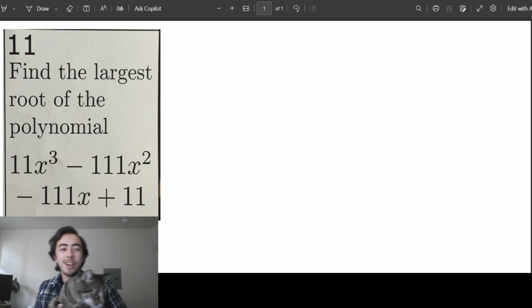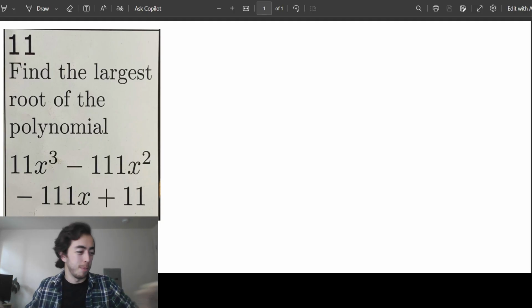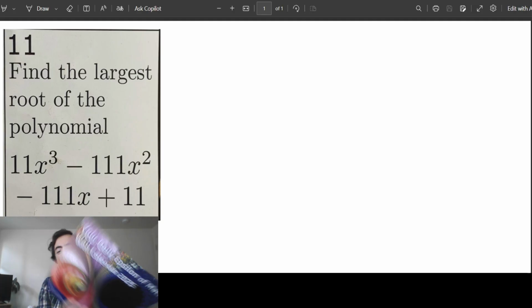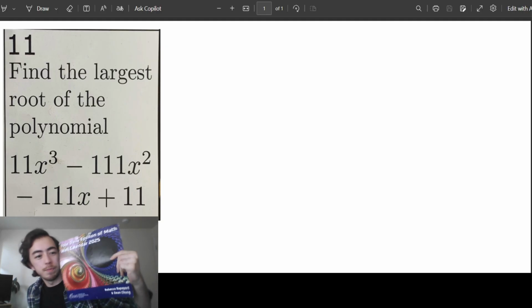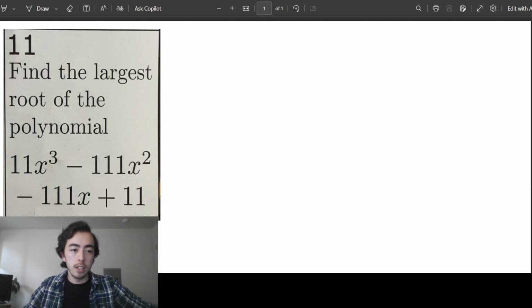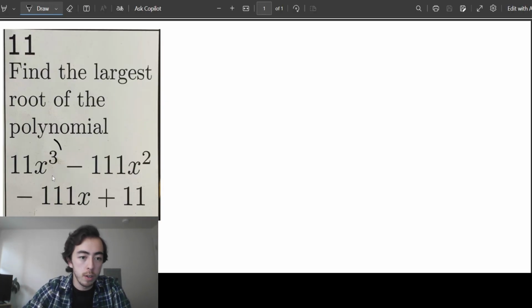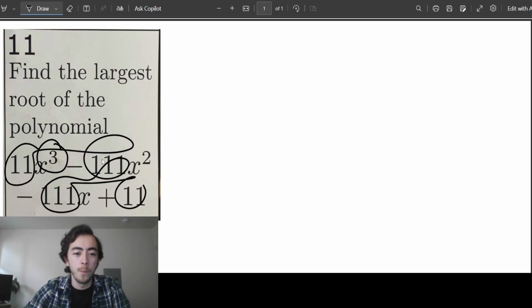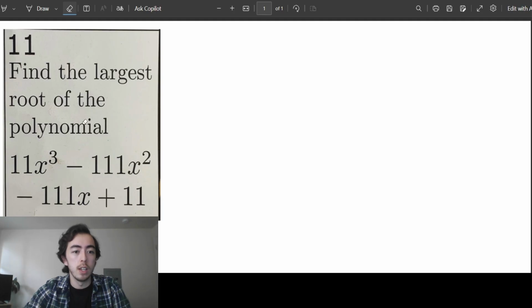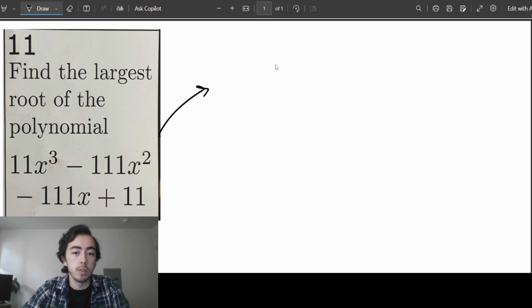Today is October 11th, and we're solving problem 284 from the Daily Epsilon calendar. We need to find the largest root of this polynomial. Looks like it's a cubic polynomial. We have a lot of ones for our coefficients, and supposedly the largest root of this polynomial is positive 11. So let's seek out these roots.